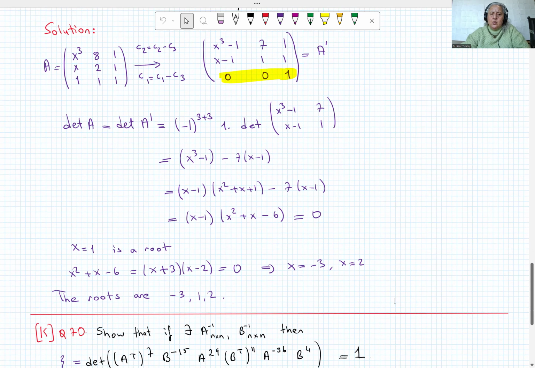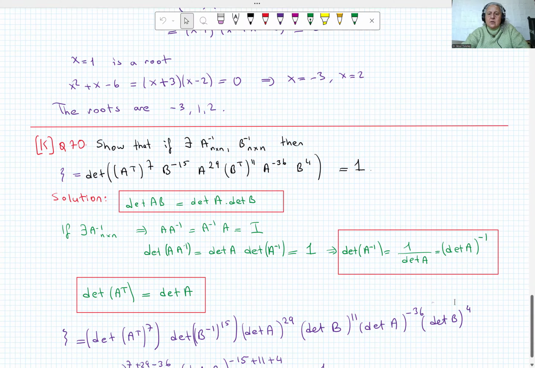And x equal to 1 is a root, and we can also write the quadratic equation as x plus 2 and x minus 2. Then you have x minus 3, so x equal to 2 are the roots of this polynomial. So the roots are minus 3, 1, and 2.